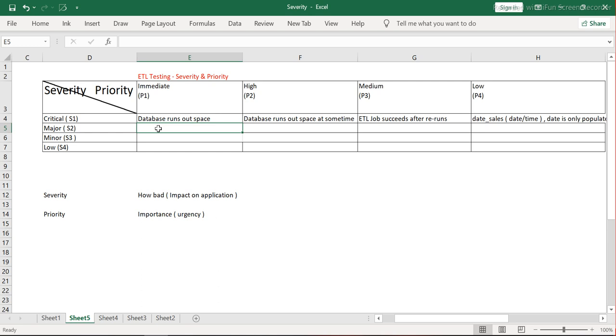Now let's move to the second one, guys. The second one is severity major. Major is basically one level down from your critical, right? Critical is basically a show stopper, it stops everything. But in major, there is some functionality working, but not everything is working, right? So if I take an example of major and immediate, what kind of issue could it be?